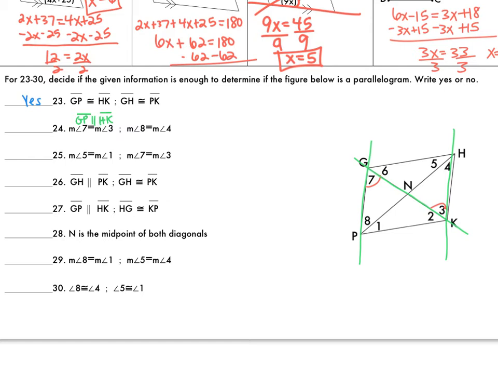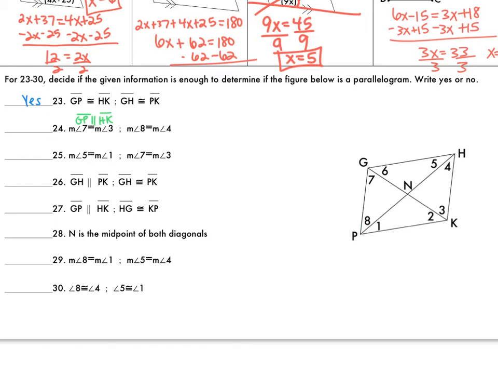So it won't let me erase. Come on. Oh, what? Okay, that took way too long.